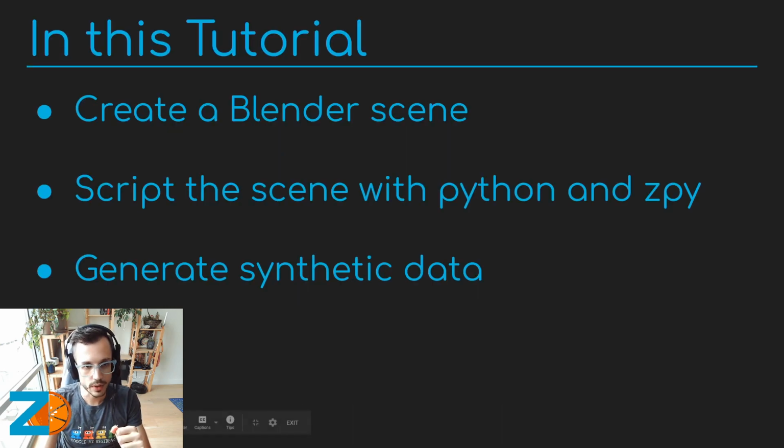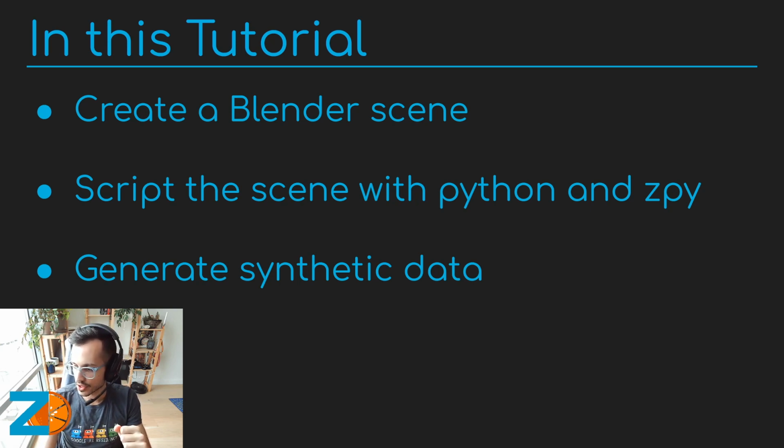So in this video we are going to be creating a simple Blender scene. Then, in less than 100 lines of code, we are going to script the scene with Python and ZPY. And from that script, we are going to generate a small synthetic data set for the task of object detection and segmentation. And let's go ahead and get started.